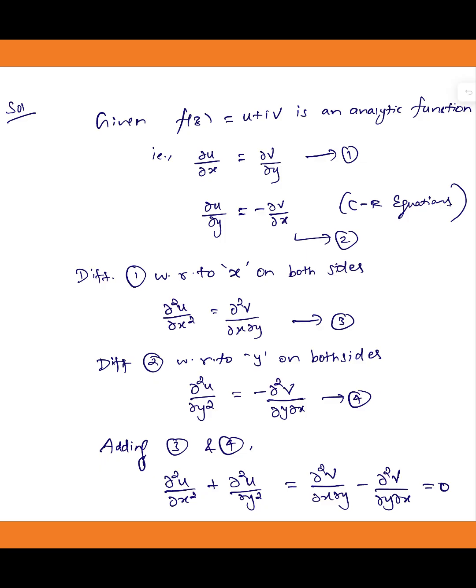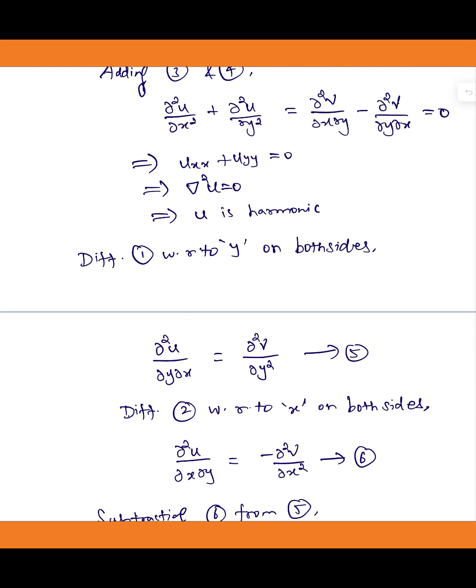So when you do that, this is ∂/∂y of ∂u/∂x, and this will be ∂/∂y of ∂v/∂y. So here you can see clearly this side ∂²v/∂y². This side it is ∂²u/∂y∂x. So that is what I have written here. Name it as equation number 5.